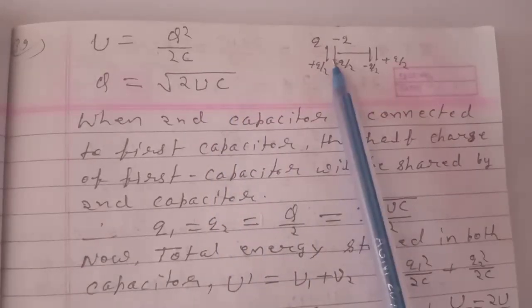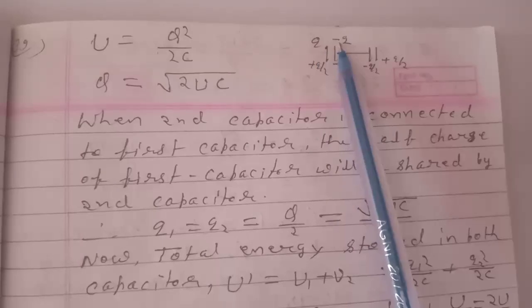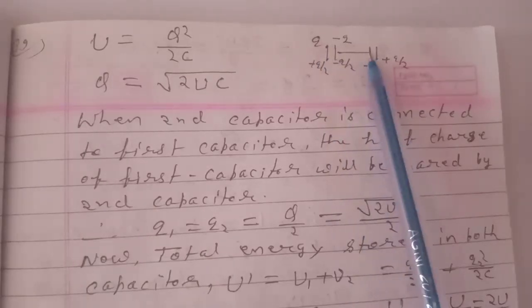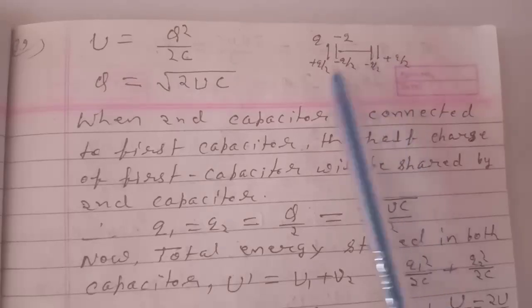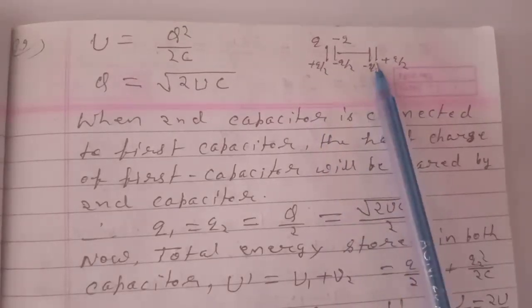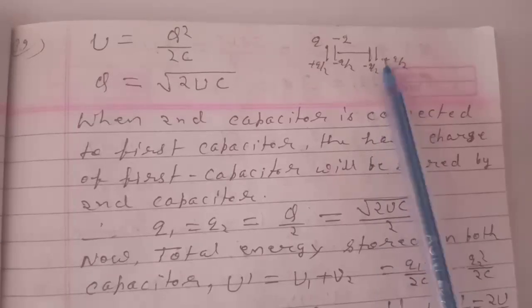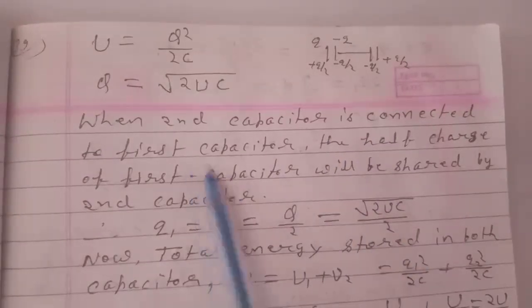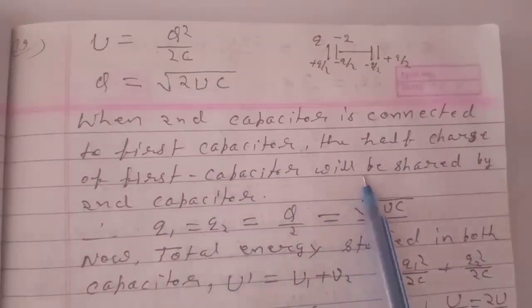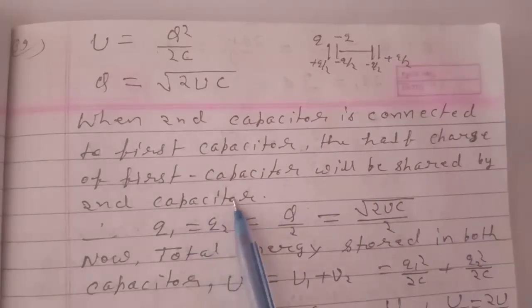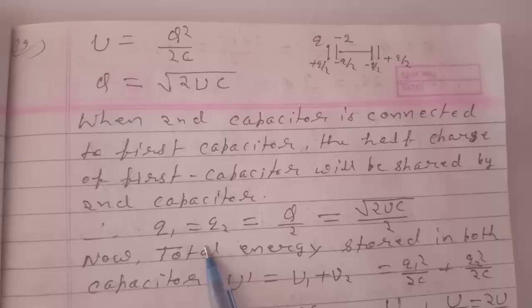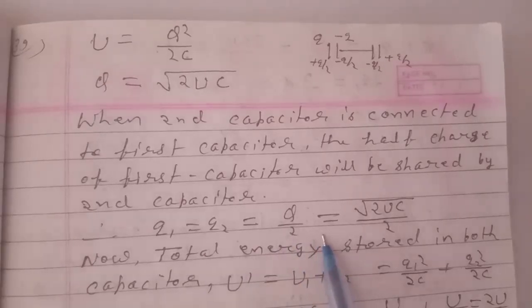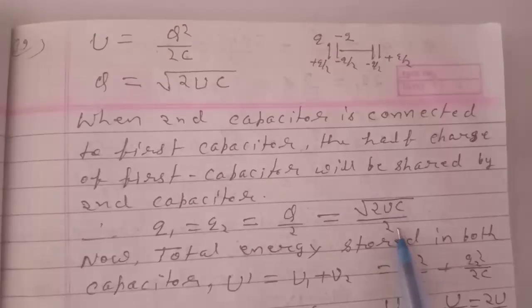Here it is shown, this is a capacitor with charge Q and minus Q initially. When it is connected to the other capacitor, charge is distributed, so it becomes plus Q by 2 and minus Q by 2. When the second capacitor is connected to the first capacitor, half the charge of the first capacitor will be shared by the second capacitor. Hence Q1 equals Q2 equals Q by 2, or equals under root 2UC by 2.